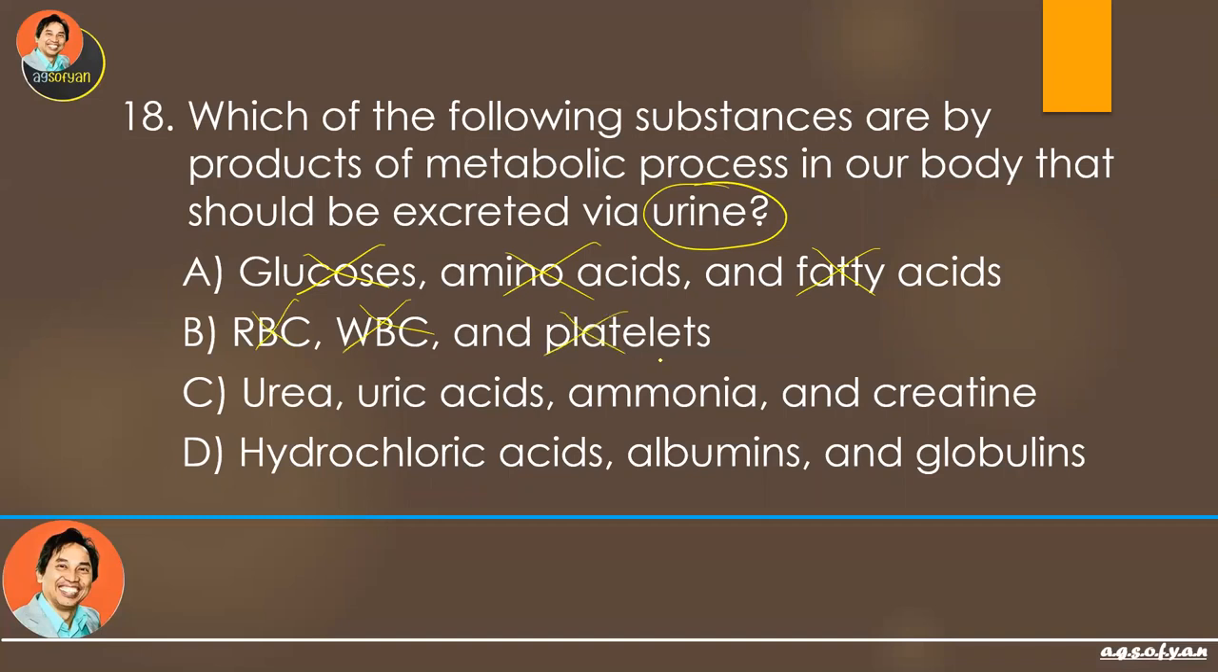It has to stay in our blood. How about urea? Yes, urea, uric acid, ammonia, and creatine are the waste product, the byproduct that has to be removed from our blood. Otherwise, it becomes toxic in our blood. So that should be the answer.